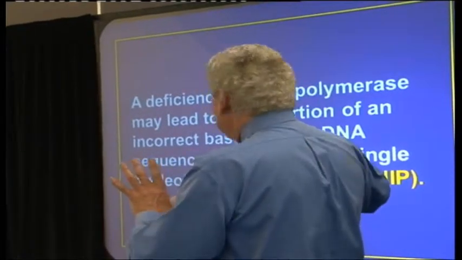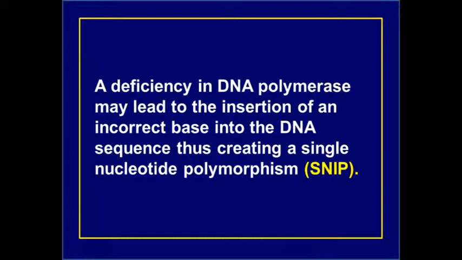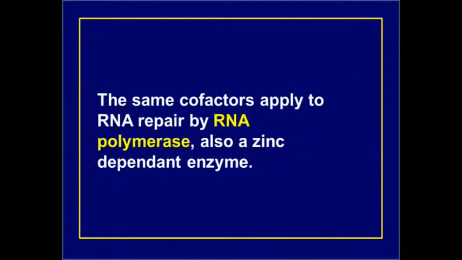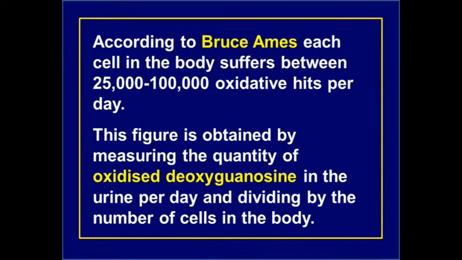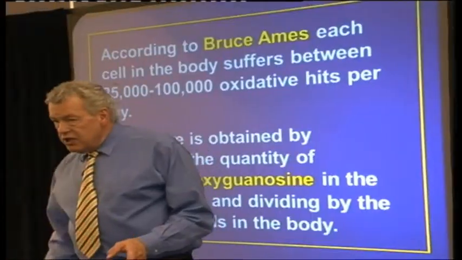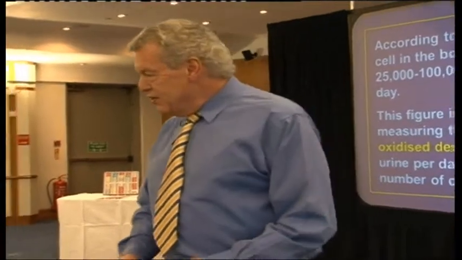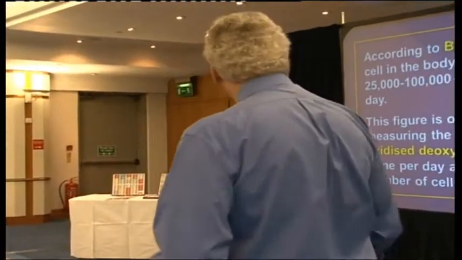Okay, so when they are deficient in zinc, deficient in folic acid, we may get something in the wrong position. And that is called a single nucleotide polymorphism. Bruce Ames says, in his estimation, the well-known biochemist, there's 25,000 to 100,000 oxidative hits. That means free radical hits to the DNA and the fatty membrane in every cell every day. Wow. Free radicals are not something because you eat a packet of potato crisps. Oh, I've been exposed to free radicals. Right? Free radicals are natural reactions of oxidative reactions in the body.